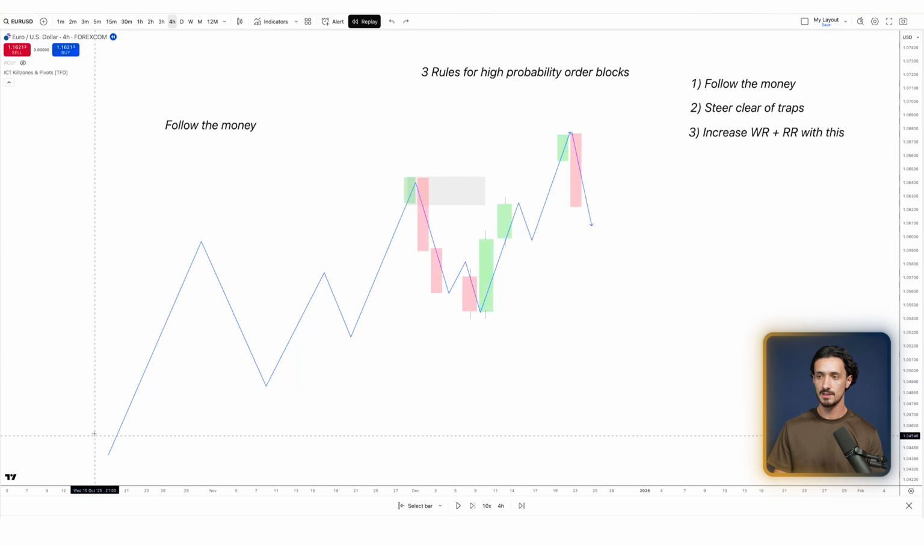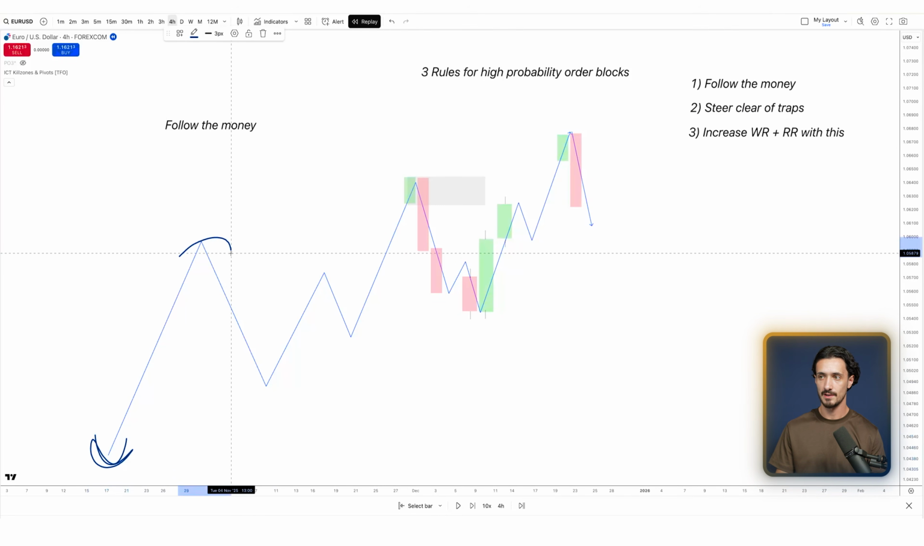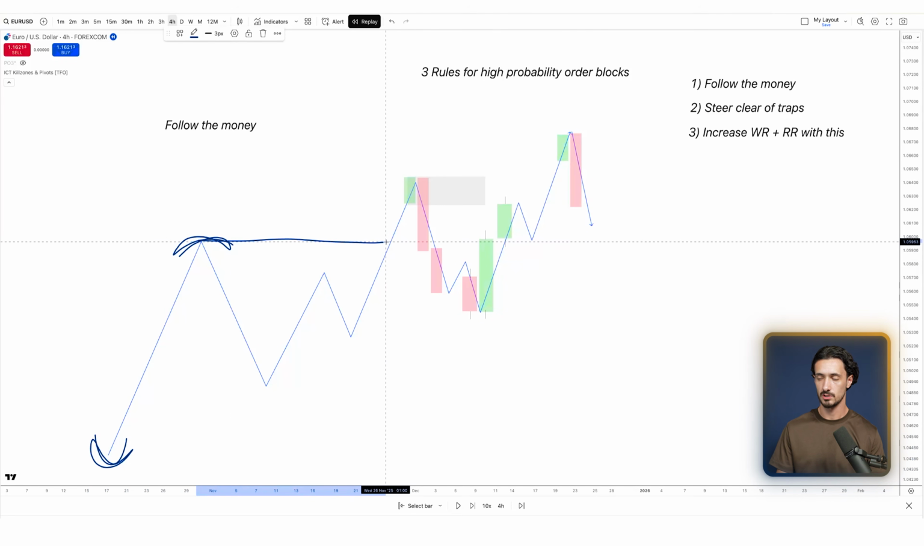What does that mean? I see so many people trying to trade order blocks and they don't follow the money. They do literally the opposite. And so for me, follow the money is only trading from order blocks that are pro trend. It sounds very simple, but you would be shockingly surprised at how many people ignore this principle. For example, here you can see we have a swing low, we have a swing high, we have a break of structure, so we are bullish.